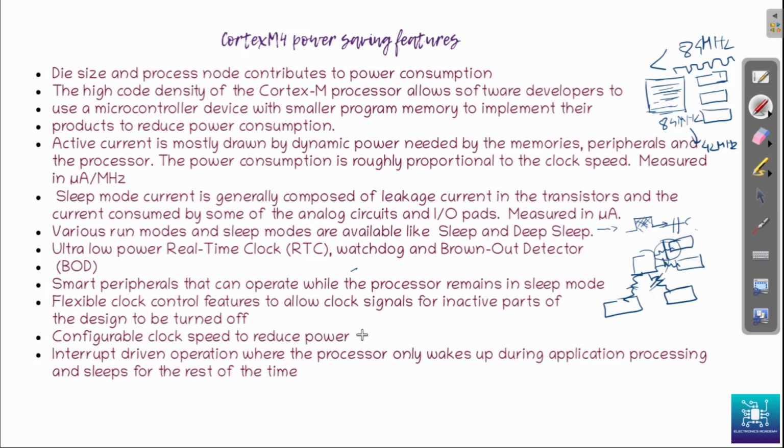Configurable clock speed to reduce power. For example, we said that you can configure it to 84 megahertz. It has a PLL, so you can configure it to different clock frequencies as you wish. Then, an interrupt-driven operation where the processor only wakes up during application processing and sleeps for the rest of the time.